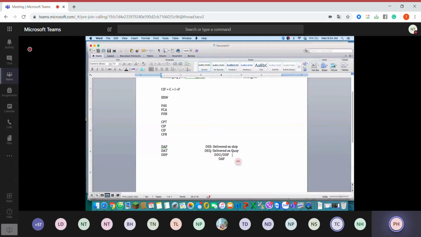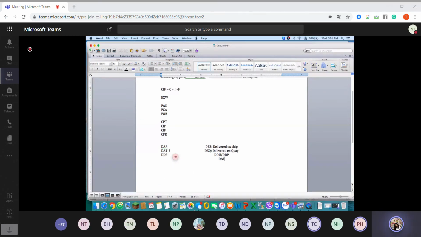So let me analyze a little bit the differences between Incoterms 2000 and Incoterms 2010 related to the D group. First of all, I'd like you to give me some opinions, some general information related to DAP and DAT. Teacher, may I? Sure, please.